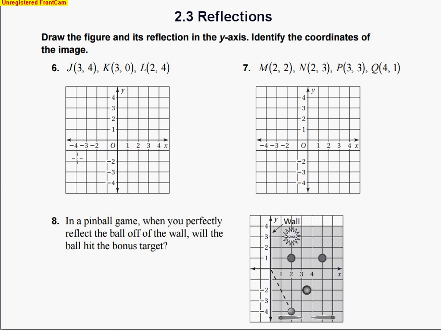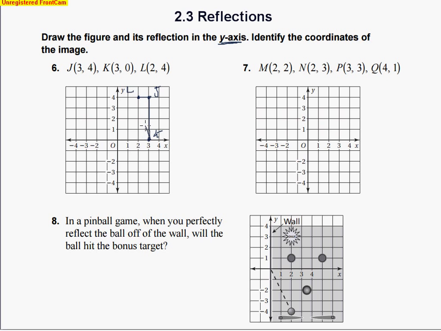And this next one asks us to reflect across the y-axis this time. So let's go ahead and draw the figure. So 3 spaces over and 4 spaces up. That'll be J. And then 3 spaces over, 0 spaces up. That'll be K. And then we have 2 spaces over and 4 spaces up. And that will be L.